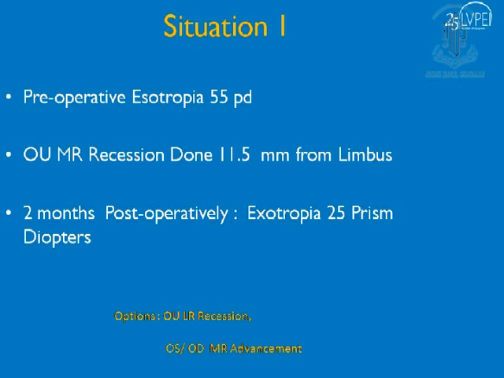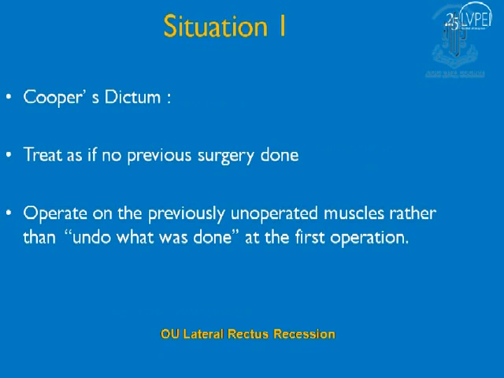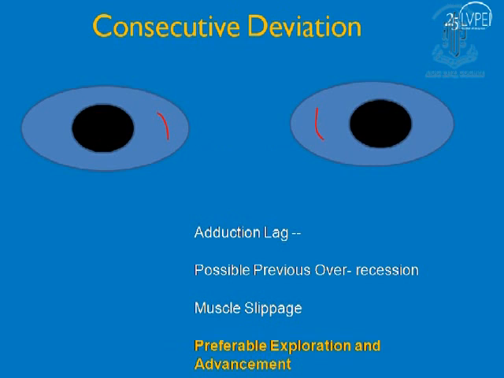We can operate on the LR muscles according to Cooper's dictum, which says that we operate on the previously untouched muscles because the results will be more predictable there. But is it true for all patients? Maybe not. We should look again at the extraocular motility more carefully. If there is an adduction lag as seen on the extraocular motility examination, it would be better to explore the muscles and plan for an advancement procedure in such a case.